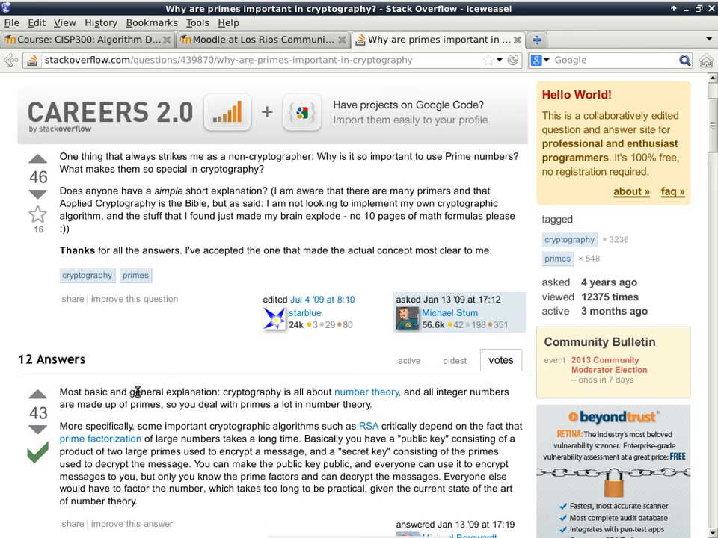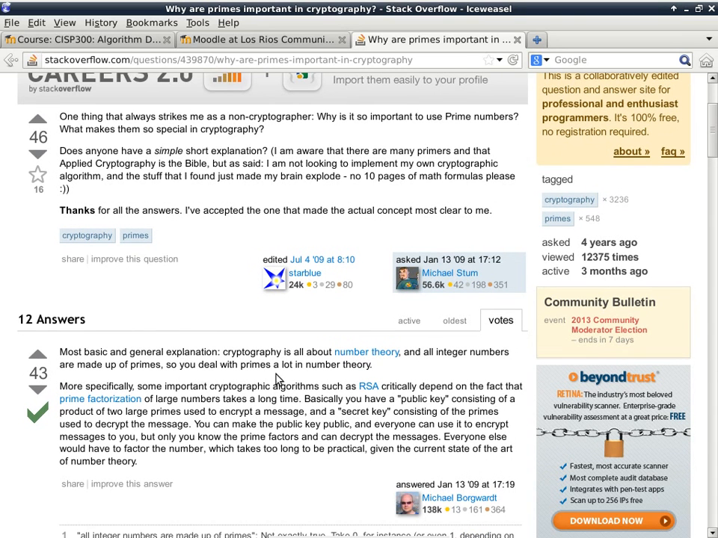One thing from number theory is that all integers are made out of primes. So you do the RSA, which is a particular way to do encryption, or key pair encryption. RSA is the name of an agency, but they use a particular method. And they use prime factorization of large numbers because that takes a huge amount of time, and that's why they use this method to do key pair encryption. You have a public key which consists of a product of two large prime numbers used to encrypt a message, and a secret key, which is a private key, consists of the primes to decrypt the message.